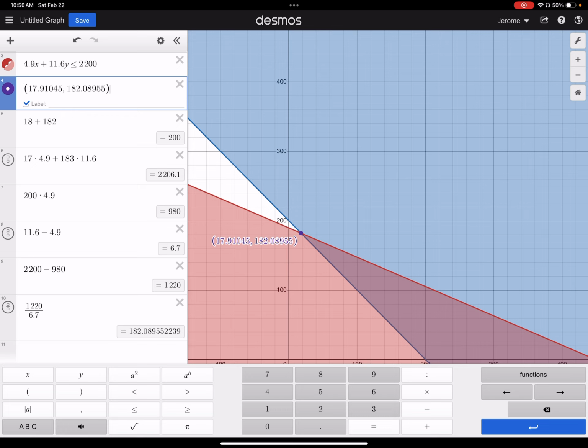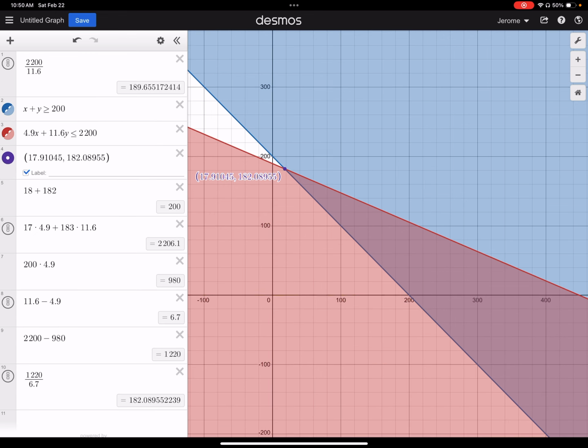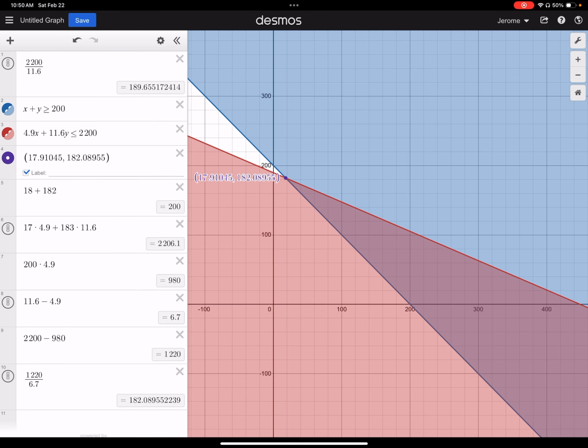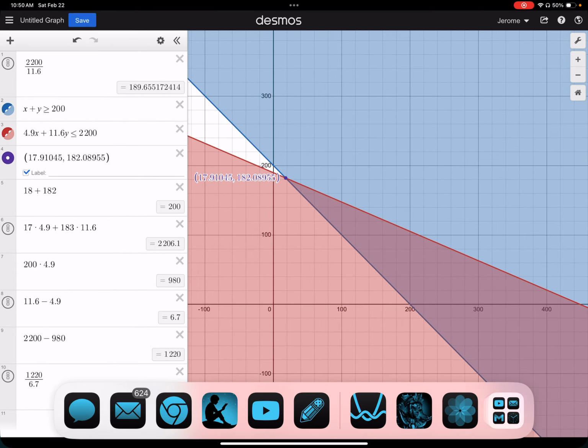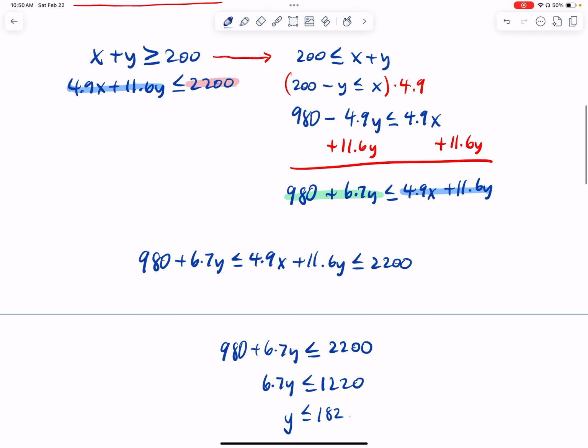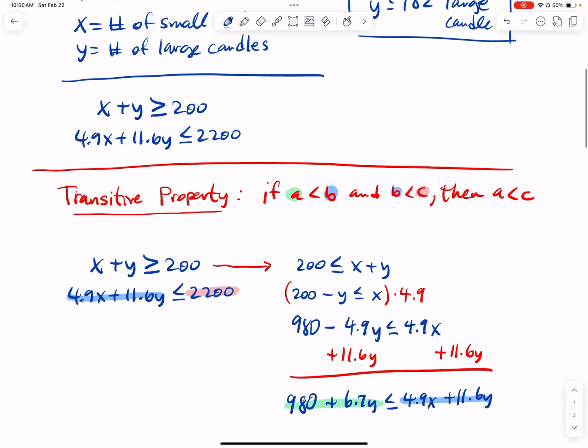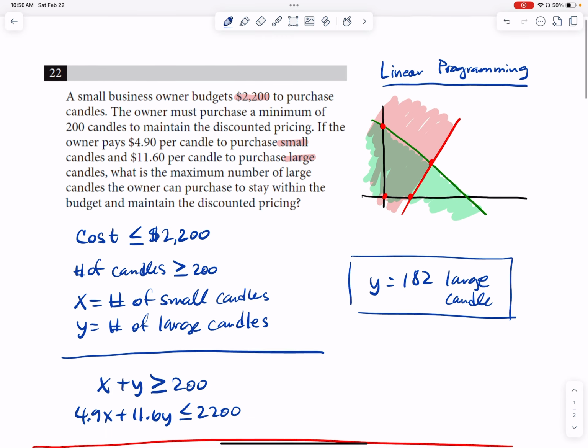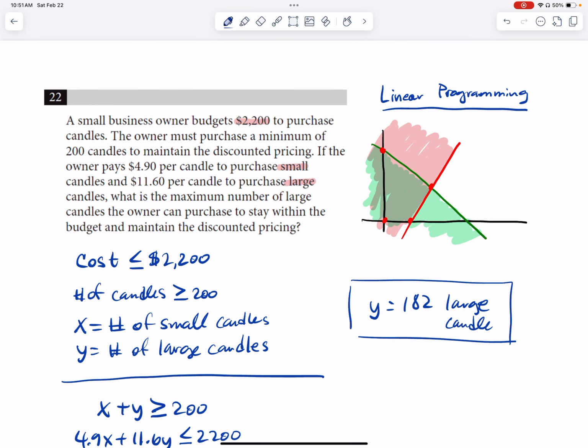And this all goes to show you that we could have avoided all of that work by just graphing those inequalities and finding that vertex point, which maximizes the number of large candles. But this does show you that you can do it algebraically if you've got the time, but you certainly wouldn't have the time on the actual test, though. So that should do it. That should conclude the video on how to maximize the number of candles, in this case, via linear programming.